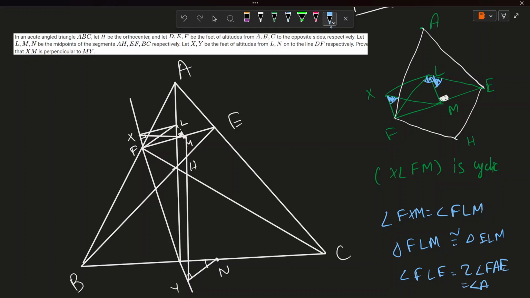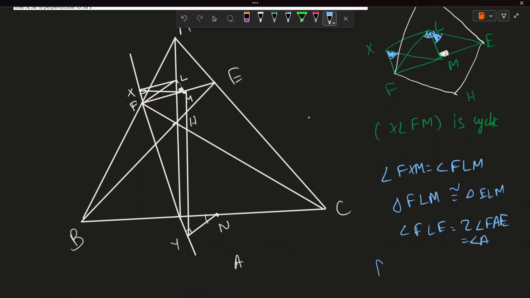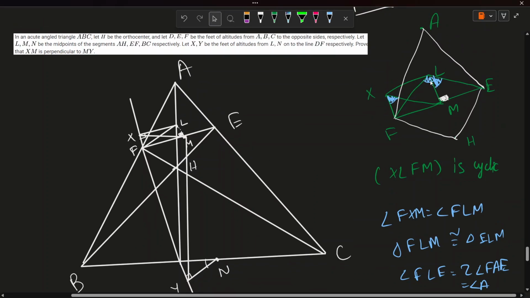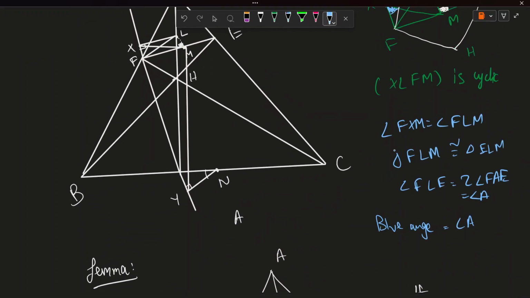So what we basically get is that the blue angle is equal to angle A, because two blue angles make up two A's, so one blue angle is equal to one A. So we get that angle FXM is equal to angle A. This is our first important result.